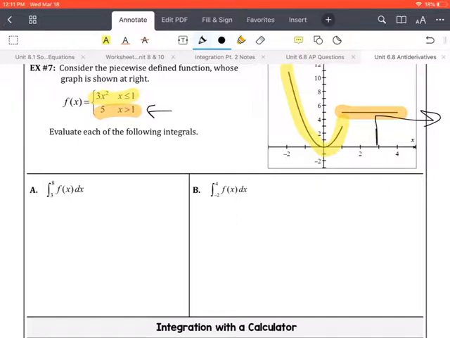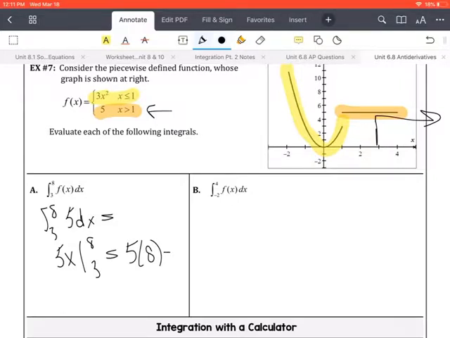Okay? So that means that I am evaluating this function at 5. My function is just equal to 5 since my x values are greater than 1. And the antiderivative of a constant is just add on an x, plug in the 8, plug in the 3. Okay? So that means that I have 5 times 8 minus 5 times 3, which is equal to 40 minus 15, which is equal to 25.